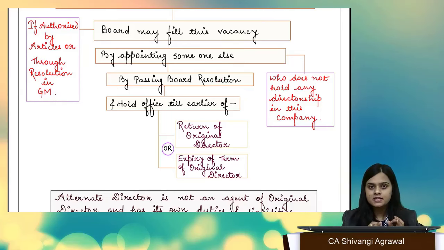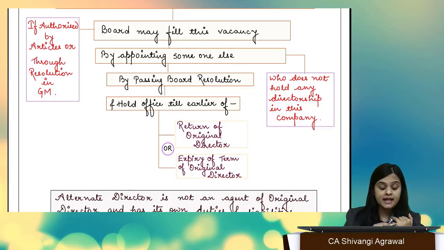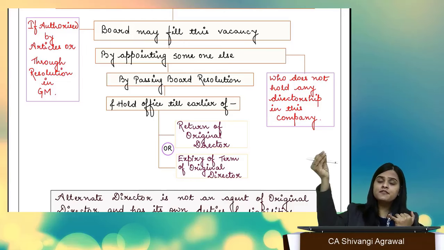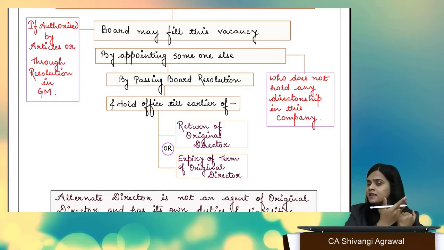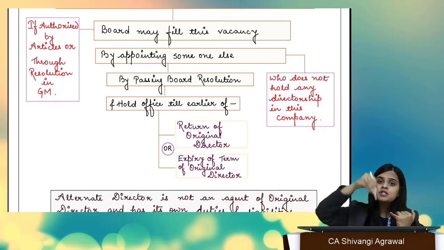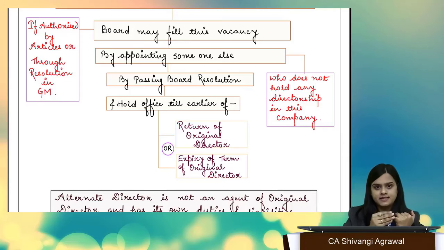Although you have to understand that alternate director is not a proxy of the original director, he is not the agent of the original director, he is having separate terms of employment with the company, but it is just that he is appointed to fill that vacancy. So if the original director returns, he vacates. If the term of original director expires, he vacates. So he cannot hold office beyond that particular period.